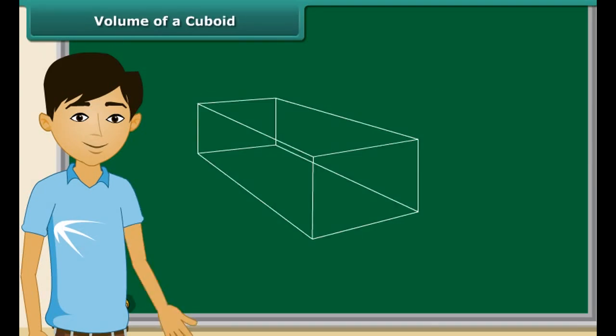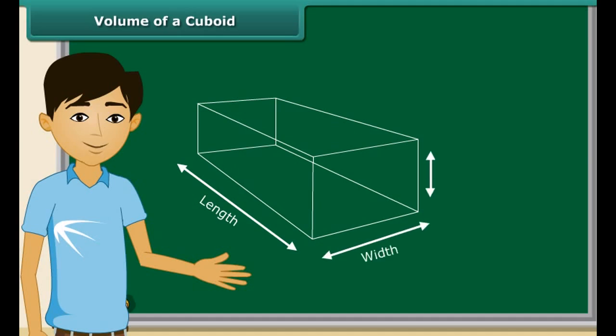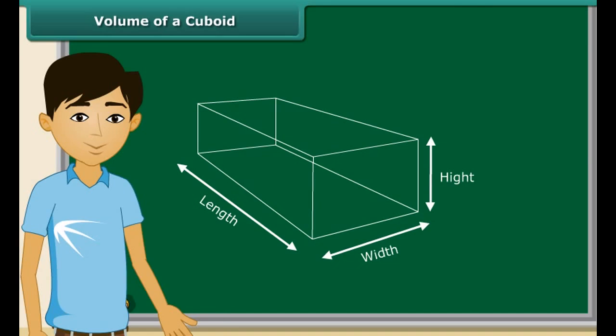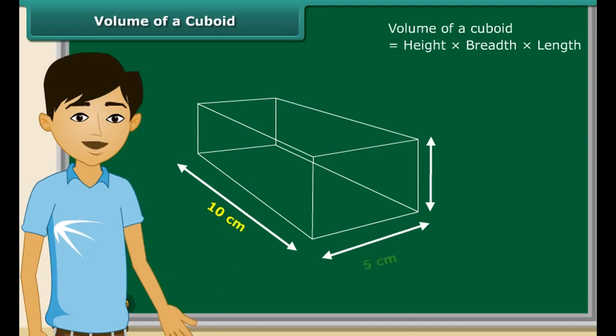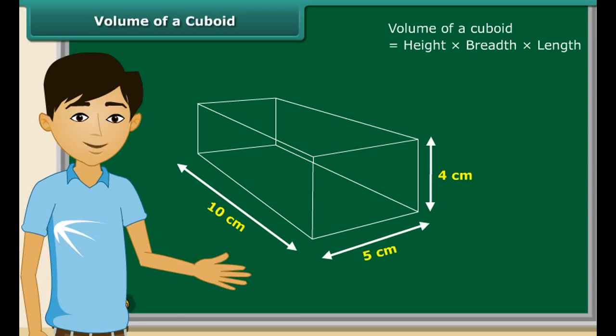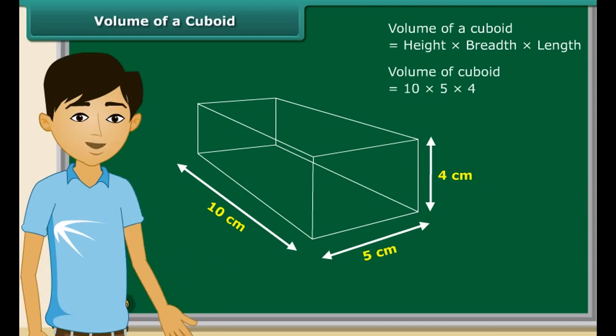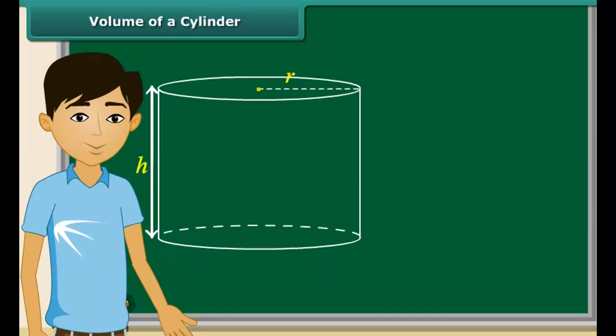Look at this cuboid. We know it's a three-dimensional shape having dimensions length, breadth, and height. It's very simple and easy to calculate the volume of a cuboid. Just multiply height, breadth, and length of the cuboid, and you will get the volume of a cuboid. Let us work out the volume of this cuboid. The three dimensions are given to us. Calculating volume of this cuboid is fairly easy. Just multiply all the three numbers. So the volume of this cuboid is 200 centimeter cube.